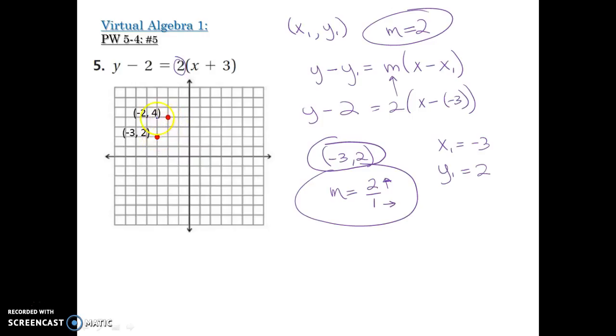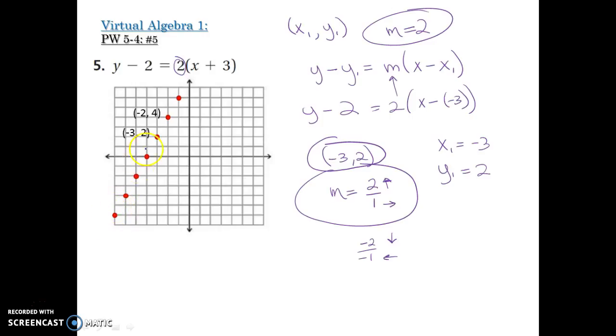Now I can continue to use this slope to count off some more points. Rise over run, up 2 over 1, up 2 over 1, ding. And up 2 to the right 1 is the same thing as negative 2 over negative 1, which would be down 2 and left 1. Down 2, left 1, ding. See how that lines up? From this point on the line, down 2, left 1, ding.